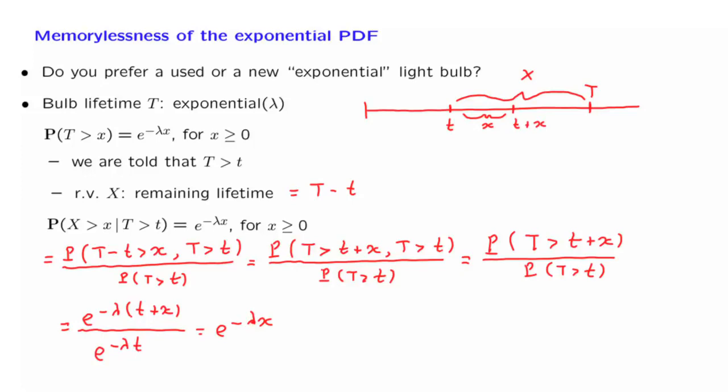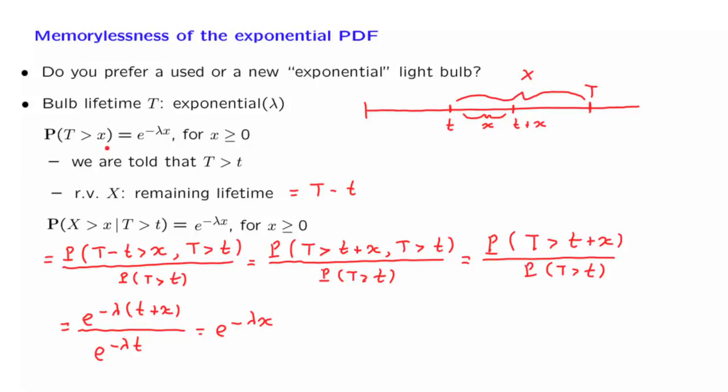What do we observe here? The probability that the used light bulb will live for another x time units is exactly the same as the corresponding probability that a new light bulb will be alive for another x time units.